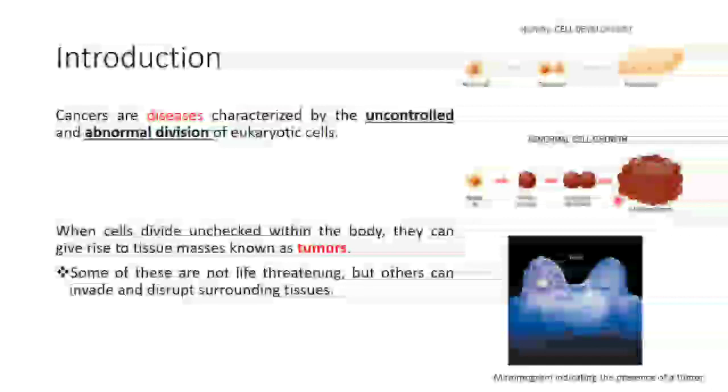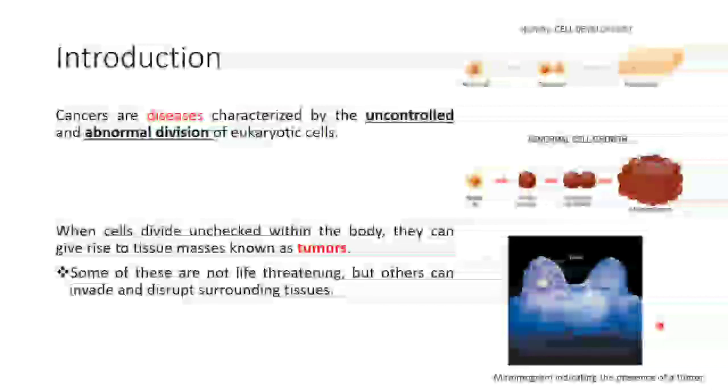Some of these tumors are not life-threatening, so they will not lead to the death of the individual, but others can invade and disrupt surrounding tissues, leading to the death of the individual. In this figure, guys, you can observe a mammogram indicating the presence of a mass of cells, a tumor, in the left breast. But from this mammogram, I cannot say directly that this tumor is a cancer. In a bit we will see what the difference is between tumor and cancer.